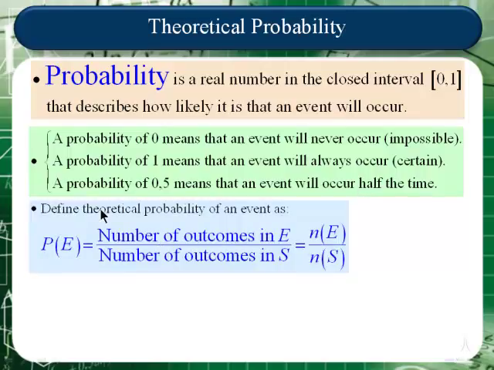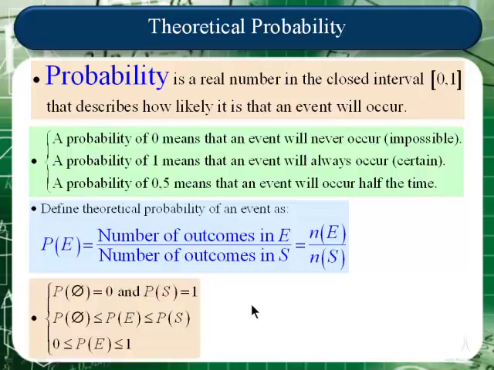We define the theoretical probability of an event as follows: the probability of an event is the number of outcomes in an event, which is the cardinal number of the event, divided by the number of outcomes in the sample space, which is the cardinal number of the sample space.